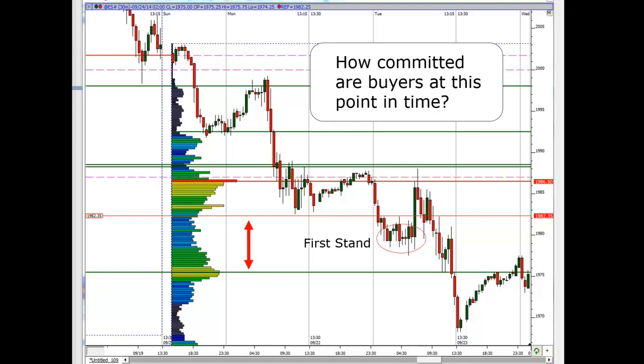Here's the first stand for the buyers below the 82 level. Now take a look, they don't give up. They're still trying. Here's a second stand. And we have a new day that opens up in the week. And they make a third stand on that new day.